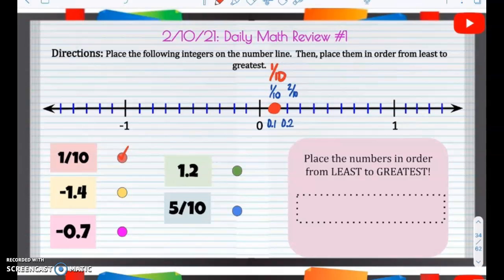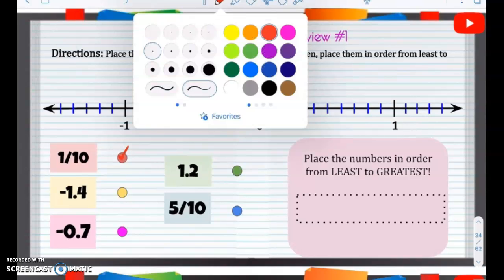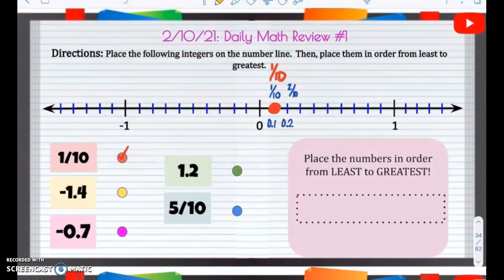-1 and 4/10. So we're going to go -1 from 0, and then we're going to go 4 more tenths. 1, 2, 3, 4. So -1, 1, 2, 3, 4. Our -1 and 4/10 is going to be over here on the left. So it's 4 tick marks past the -1.